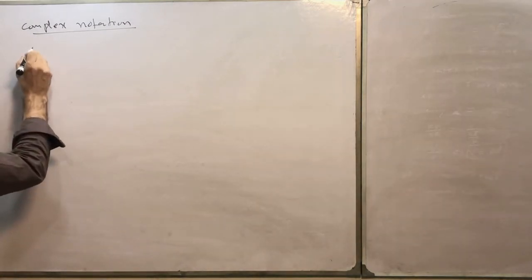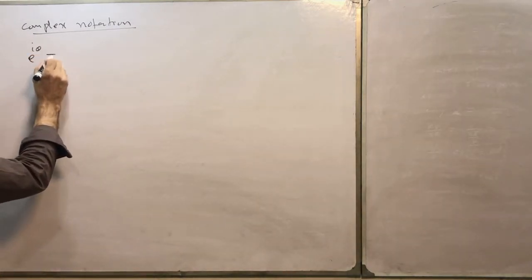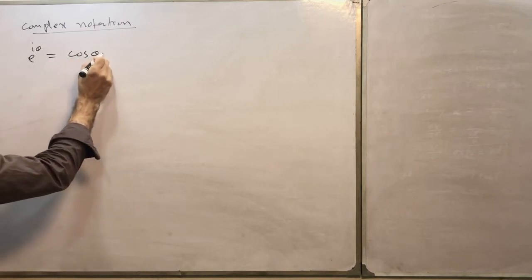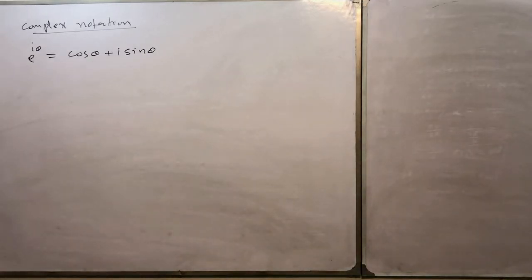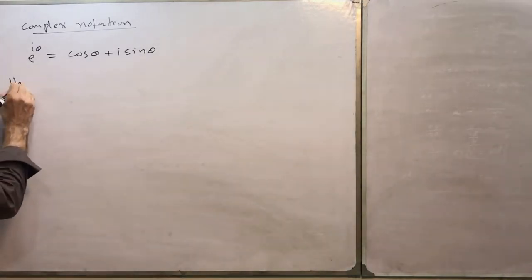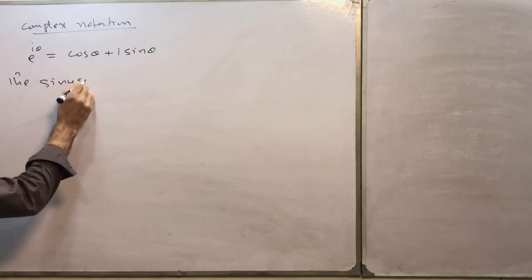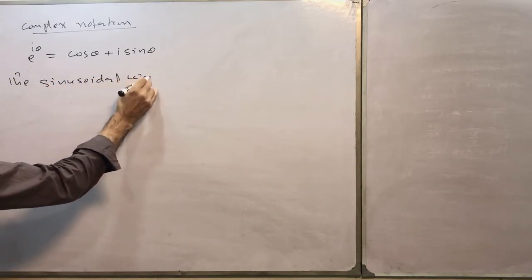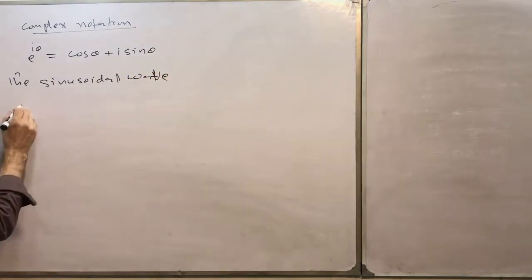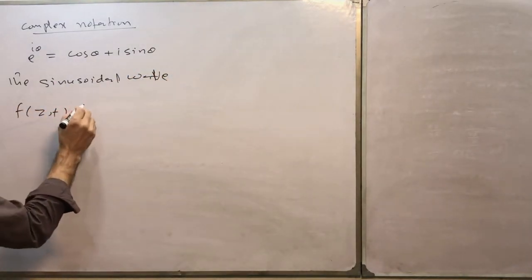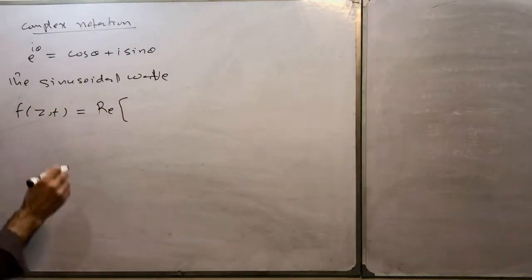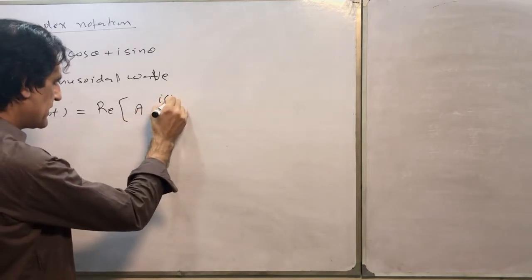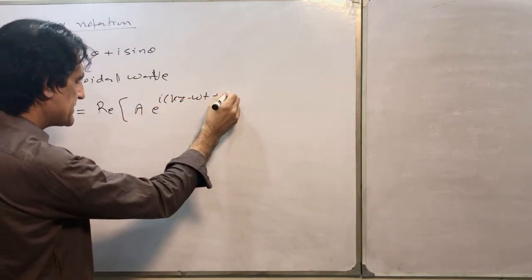In view of the Euler formula, we can say that e to the power iota theta is equal to cosine theta plus iota sine theta. And the sinusoidal wave f of z and t, we can write as real of A e to the power iota (kz minus omega t plus delta).